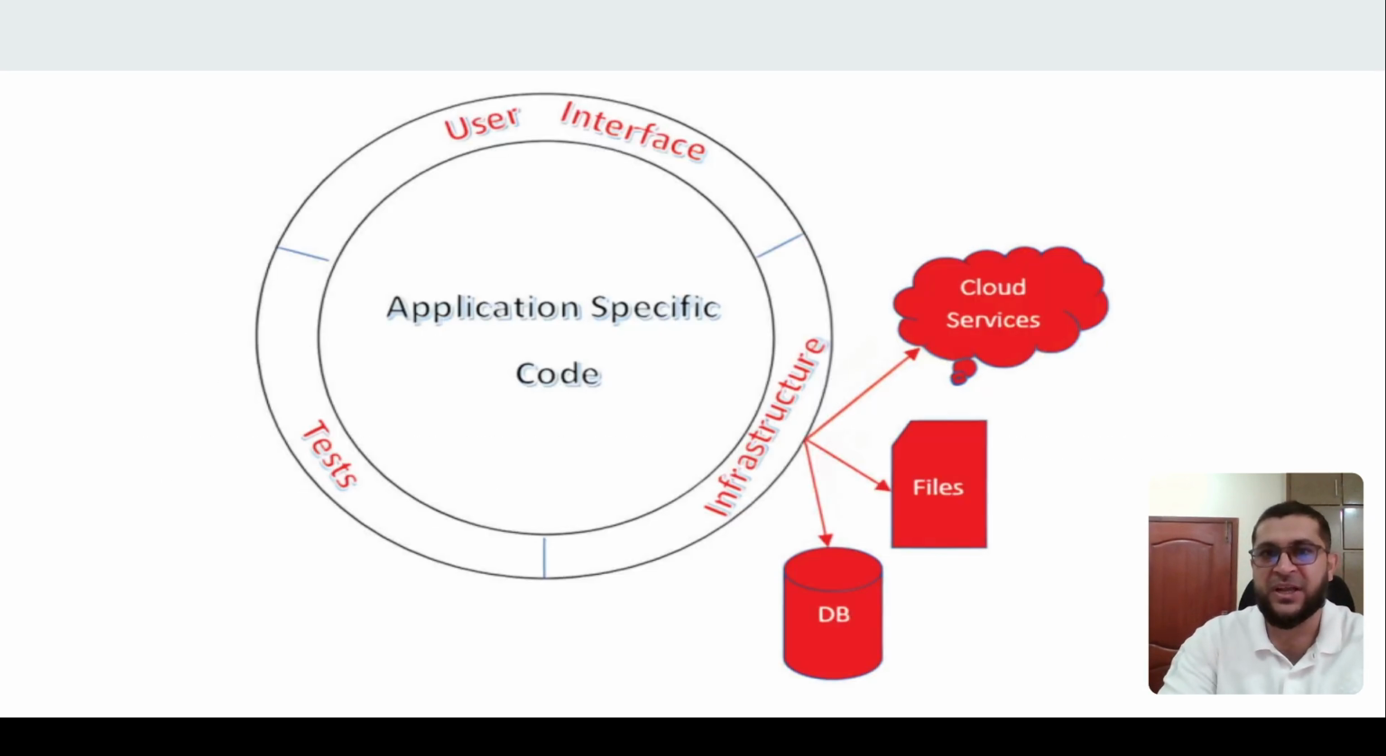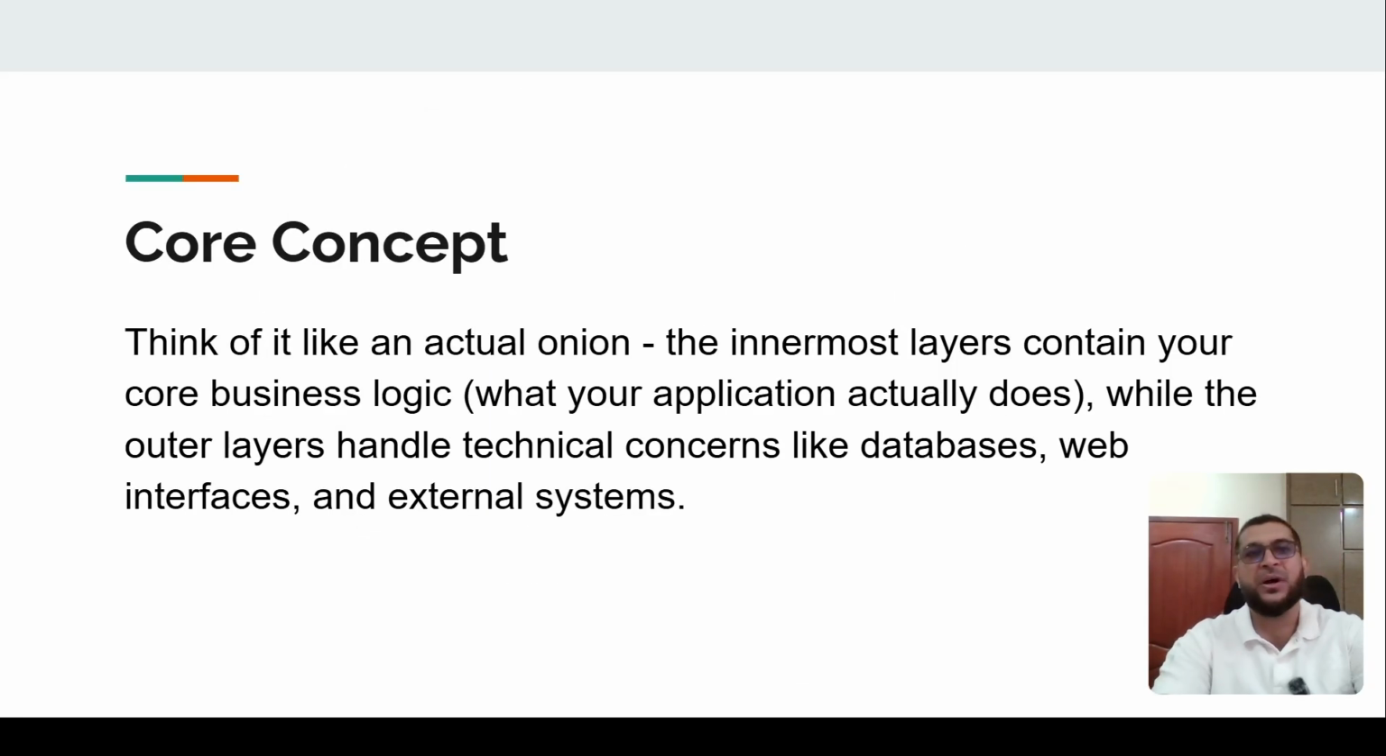We have the first layer, the infrastructure layer. Then in the middle, we have application specific code. In infrastructure, we have databases, files, and cloud services. So this is the basic version of the onion architecture. For the core concept, think of it like an onion. The innermost layer contains your core business logic, what your application actually does. The outer layers handle technical concerns like databases, web APIs, web interfaces, and external systems. So this is the core concept of the onion architecture.